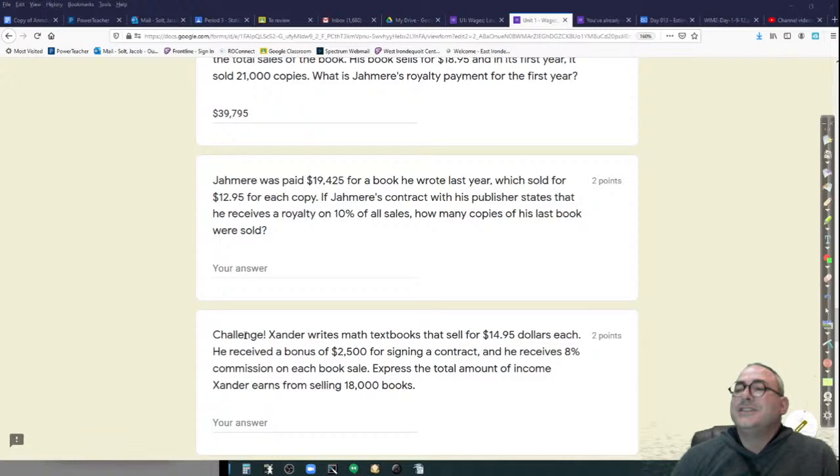Challenge. Xander writes math textbooks that sell for $14.95 each. This is a really cheap math textbook. Usually math textbooks are like $150 or $300 each. This is probably like a Barron's Review Guide price here. Anyway, moving on. He received a bonus of $2,500 for signing a contract, and he receives 8% commission on each book sale. Express the total amount of income Xander earns from selling 18,000 books.